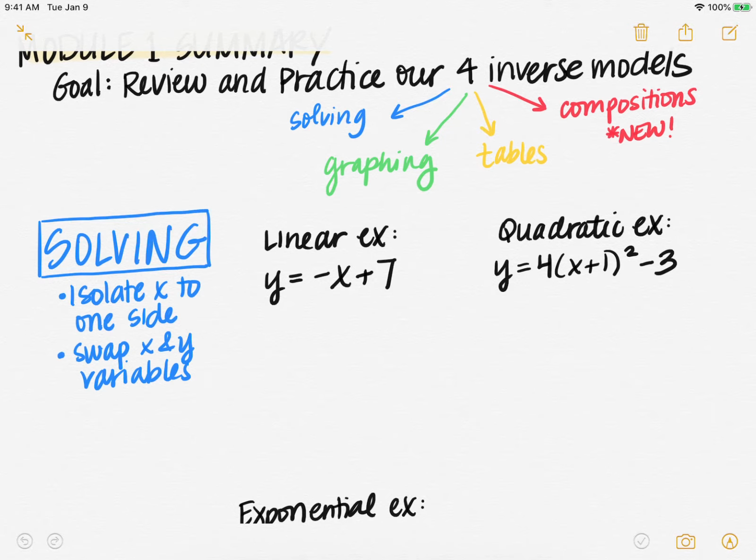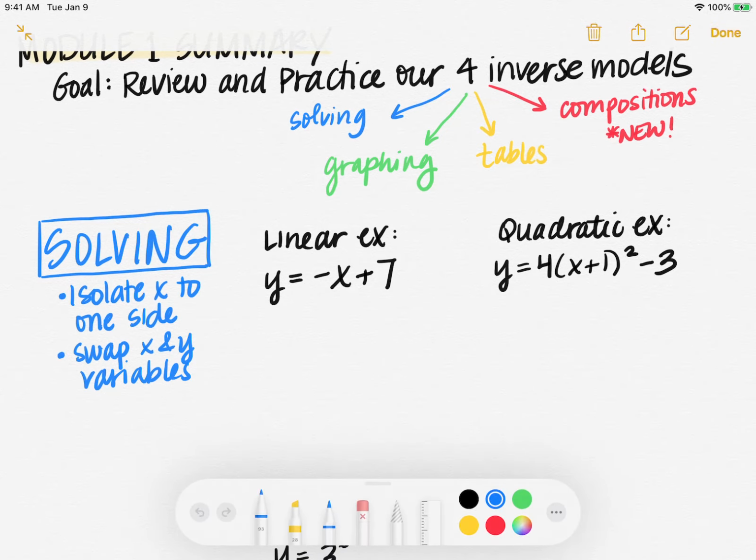Hopefully you guys have your own set of steps, but the way I think of it is to isolate the x to one side, so solve for your x, and then swap the x and y variables. If you prefer to swap the x and y variables first, that's awesome. Go for it. So let's try these 2 examples.